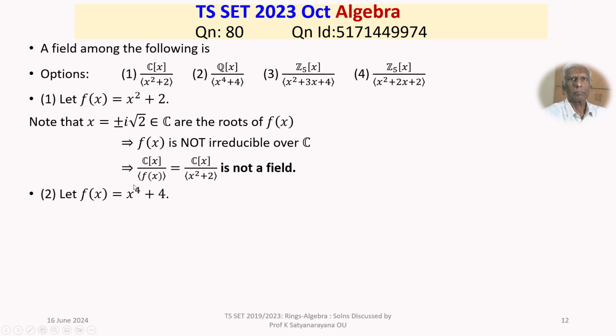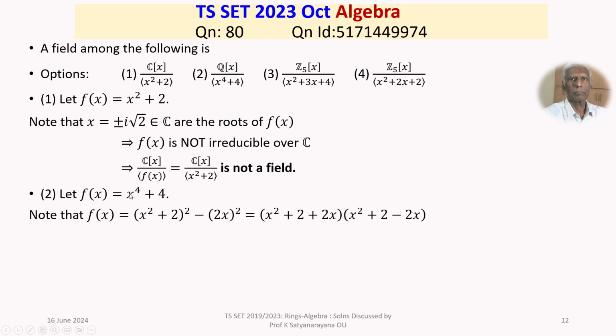Let f of x be x to the power of 4 plus 4, and you have to look for it in Q[x], where Q is the field of rational numbers. Normally people look for the roots of x to the power of 4 plus 4 in Q. We don't have the roots in Q. So it doesn't mean that it is irreducible. I told you, for polynomials of degree greater than or equal to 4, looking for the roots in the field doesn't work. So you have to go for the definition.